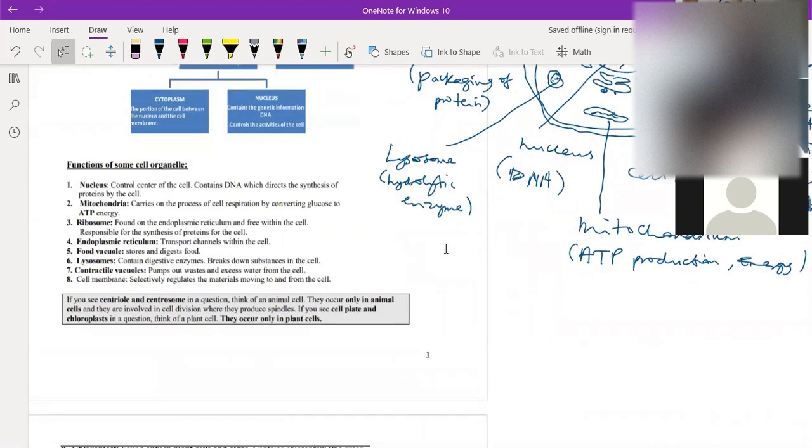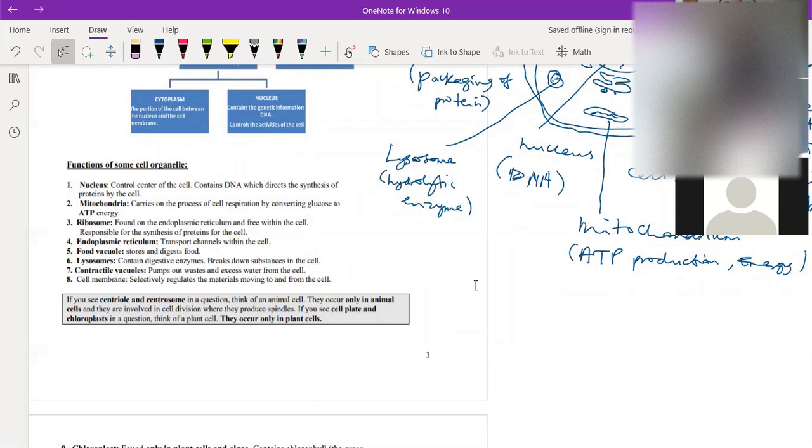Key points that you have to know, I've put in a box: the difference between plant cell and animal cell. If you see centriole and centrosome in a question, I want you to think of animal cell. You find them only in animal cells. When the cell is dividing, they form spindles that help in cell division. So in a question where somebody looking at a microscope observes that the cell has a centriole or centrosome, and the options are onion cell, mango cell, cat cell, strawberry cell, you quickly know it's animal.